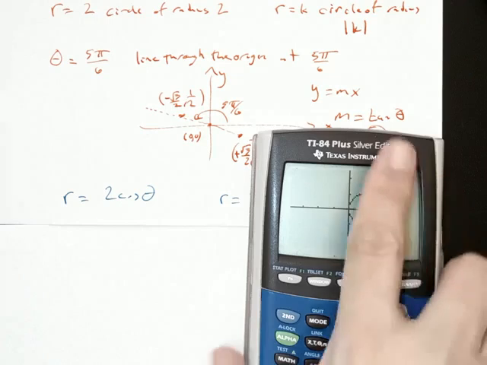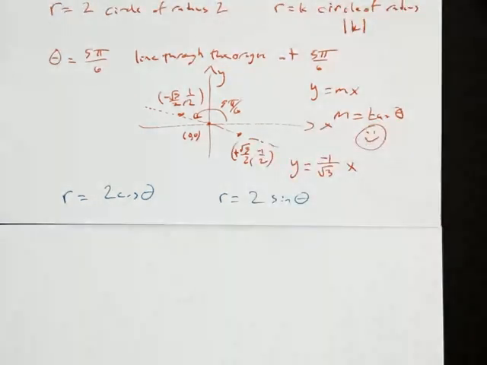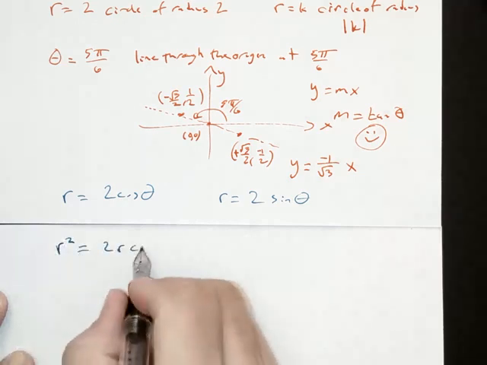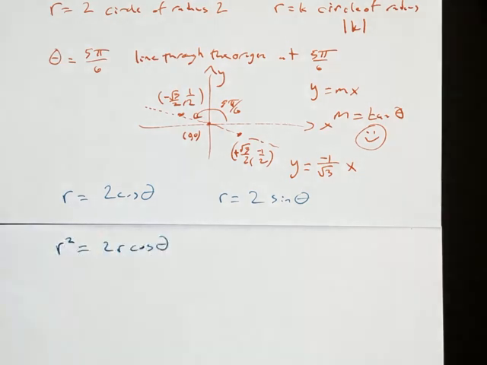I'm going to cheat. And I'm going to take this equation and put in x and y. But before I do that, because of the radius equation, r squared is x squared plus y squared, right? It would be easier if I had an r squared. So let's take this equation and multiply by r on both sides.